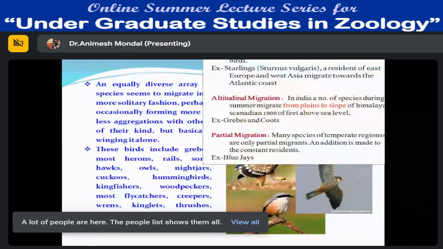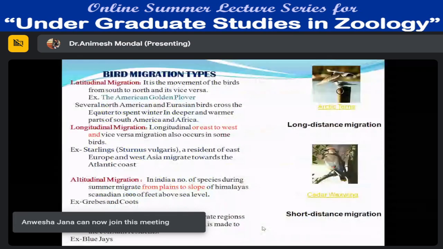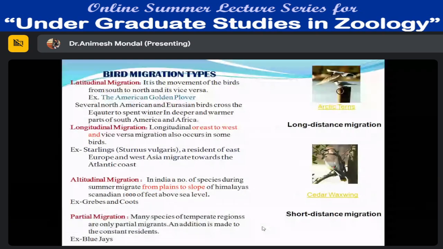Now depending upon the type of bird migration, it could be grouped into latitudinal migration, longitudinal migration, altitudinal migration, and partial migration. Now, what is the meaning of latitudinal migration? As the term denotes, the bird moves from north to south and vice versa. The common example is American golden plover. So, several North American and Eurasian birds cross the equator to spend winter in deeper and warmer parts of South America and Africa.